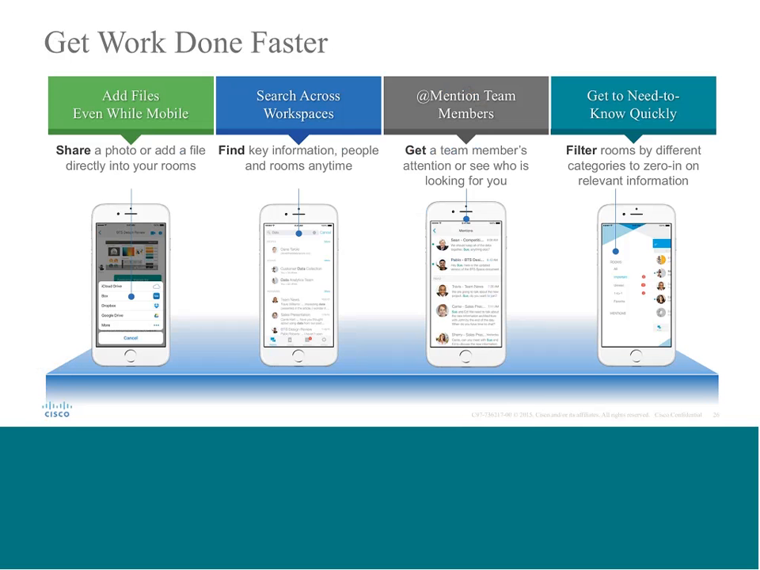So again, Spark allows you to get work done faster. You can add files while mobile, whether it's from your Box app or your Dropbox or Google Drive or iCloud, et cetera, that you have installed on your mobile device, shares it in the room, and then other people in that room can simply click one button to open, and then a second button they can open and preview and go through that file or download it to their mobile device or desktop. I mentioned earlier you can search across workspaces for people, content, or rooms at any time.